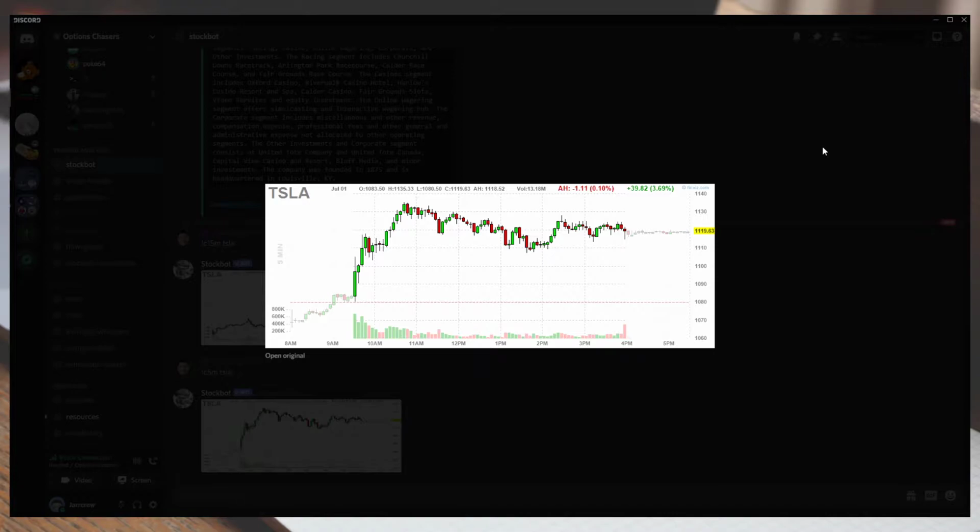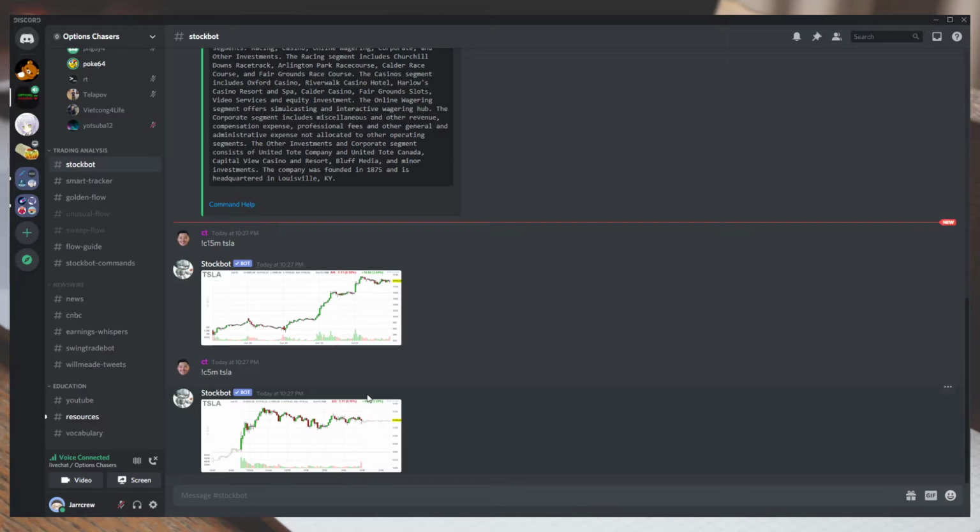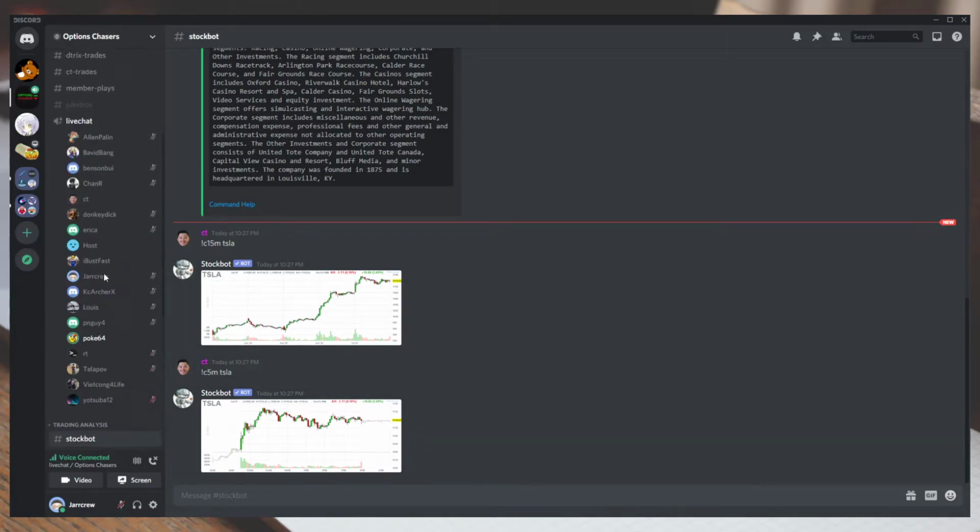But the issue is these charts don't give you the EMA. It doesn't actually chart it for you like the other one does, although this is also being pulled from Finviz. That's an issue with the developer. These bots are produced by two different developers.